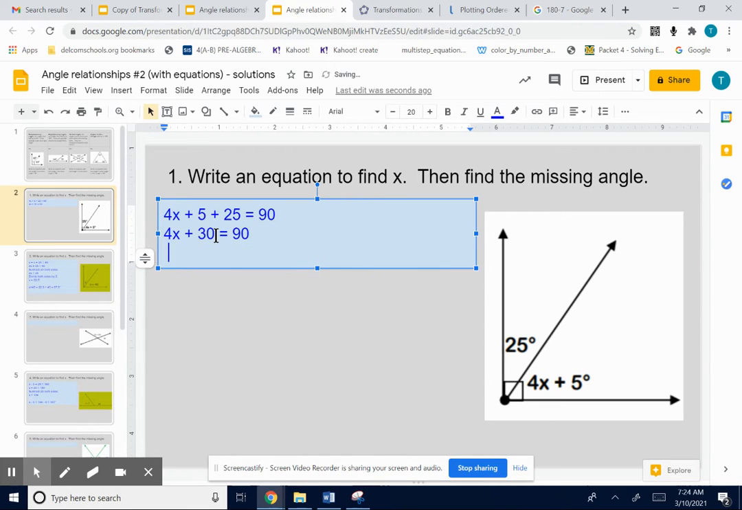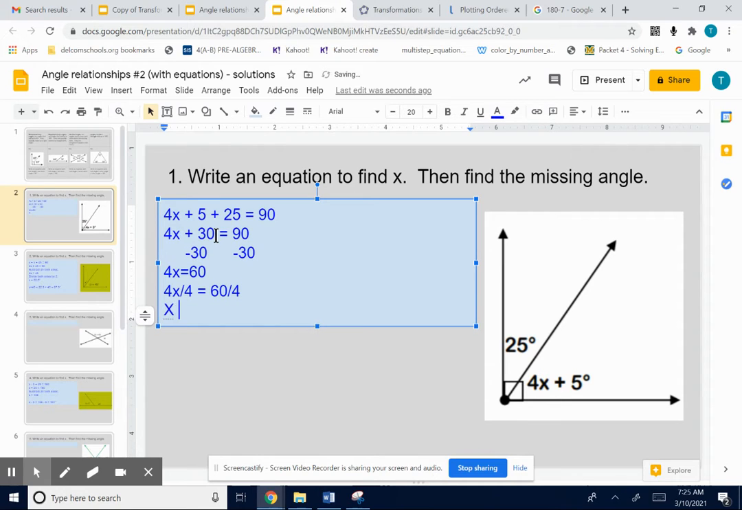Now I have a two-step equation. Get rid of the added number by subtracting. That leaves us with 4x equals 60. Get rid of the multiplied 4 by dividing, and you get x equals 15. So x is 15. Now that we know that x is equal to 15, we can find this other angle that we don't know because we know x now.